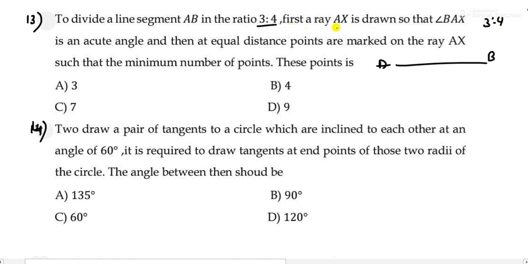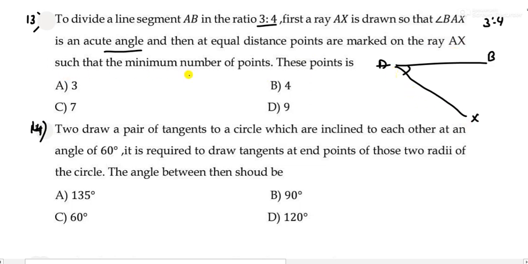Okay, first a ray AX is drawn so that BAX is an acute angle. Okay, AX is drawn like this, such that BAX is how much? Acute angle, less than 90. That is correct. And then equal distance points are marked on the line AX.